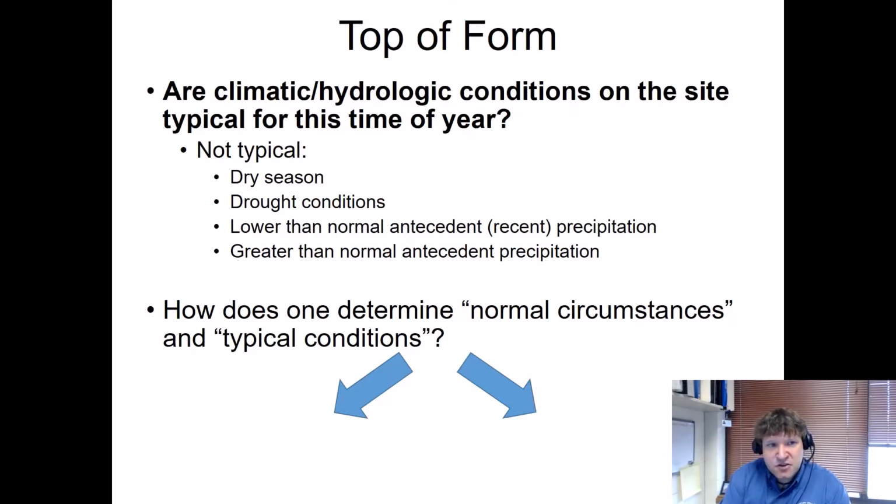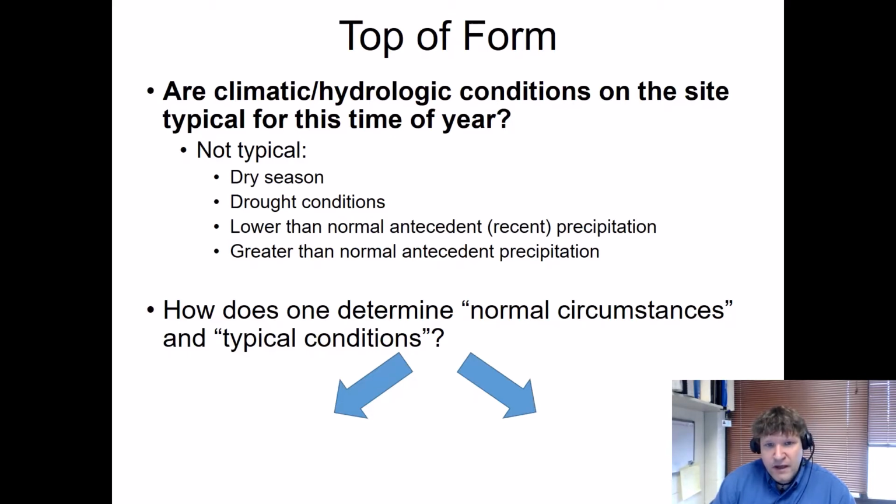As it relates to this question, not typical conditions would be that you are in the dry season when you're doing the delineation, that it's drought conditions, that there's lower than normal antecedent precipitation. Antecedent precipitation is simply recent precipitation, or that you have greater than normal antecedent precipitation.